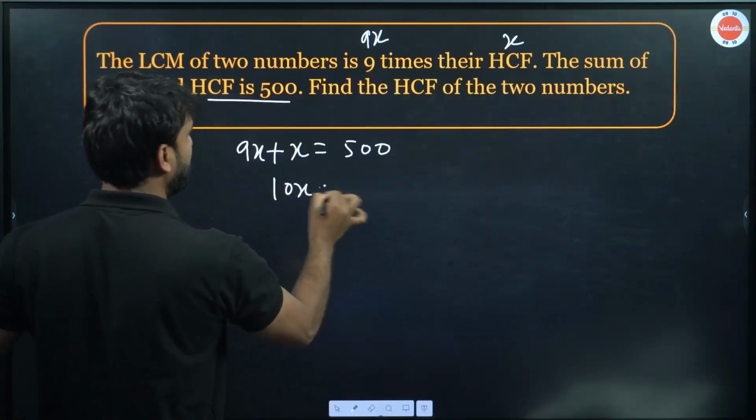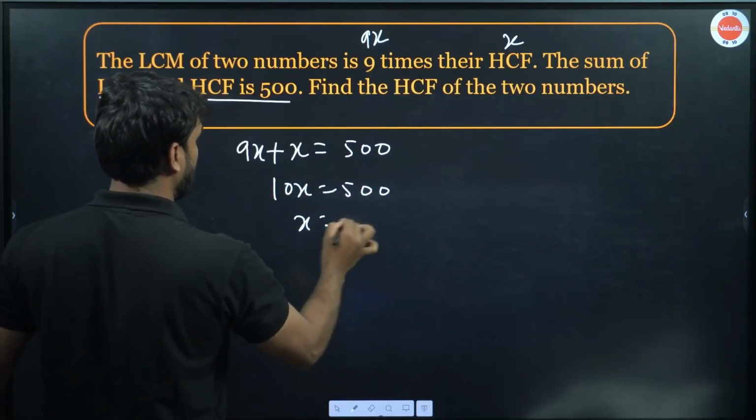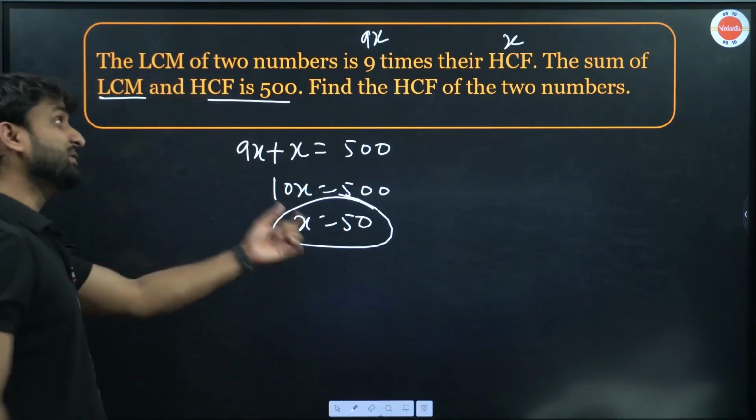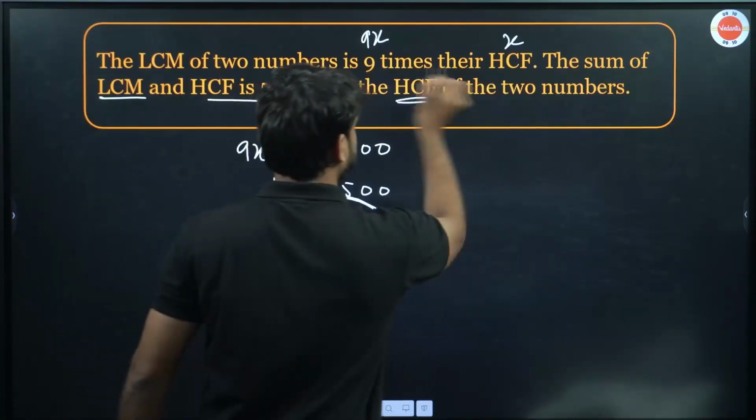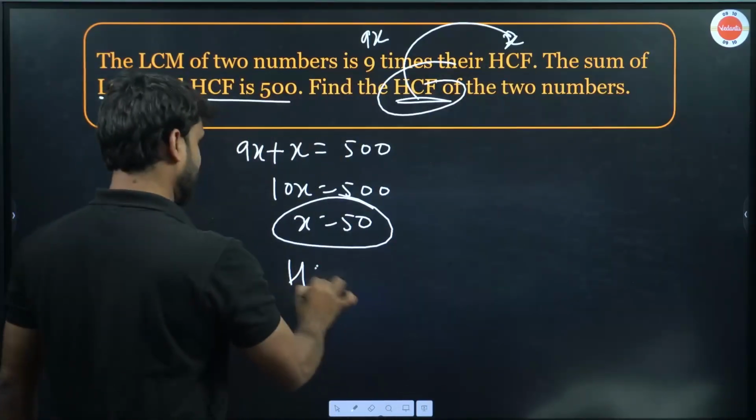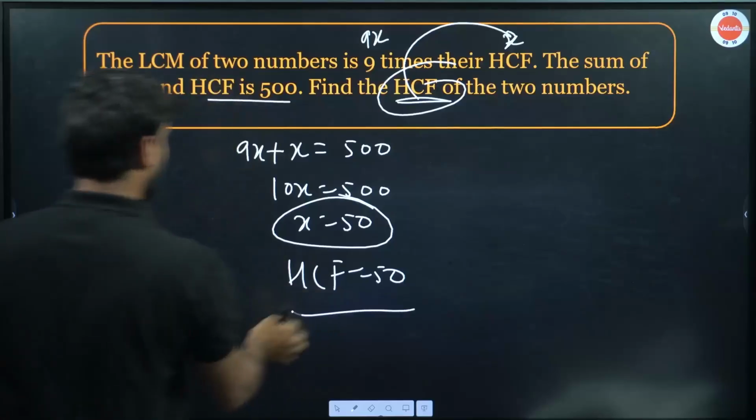So this will be 10x equals 500. So x will be equal to, my dear champion, 50. And once you get 50, what will be the HCF? This is HCF, which is x. So HCF will be equal to 50. Answer. Moving to next.